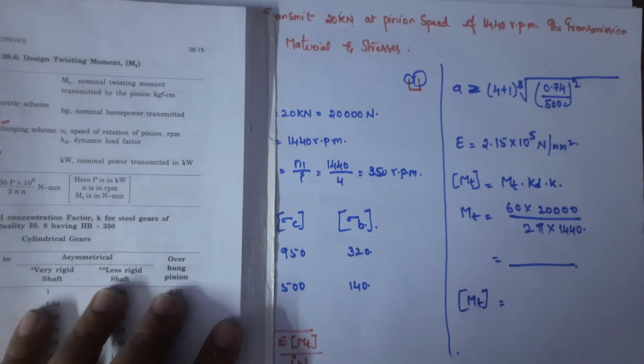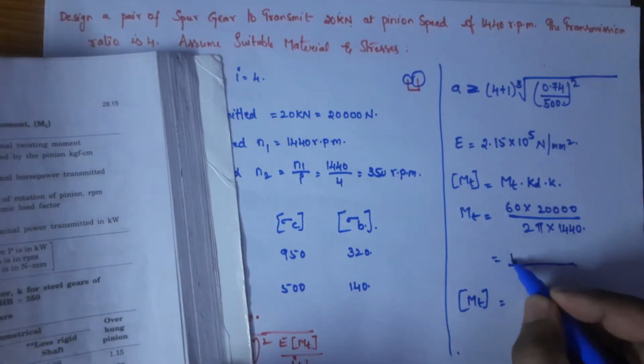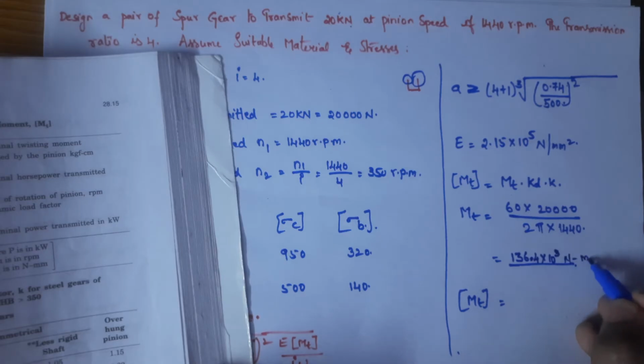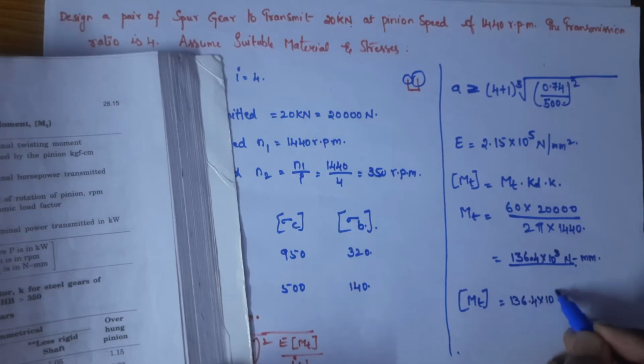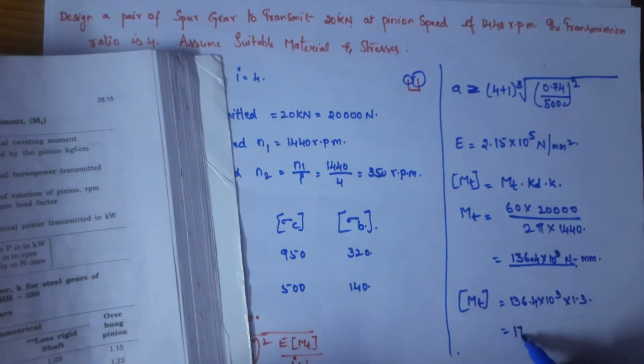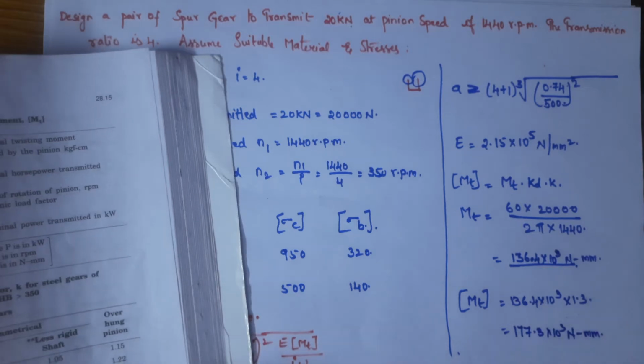So let me calculate. I have got an answer of 136.4 into 10 to the power of 3 Newton mm. Okay, so I will be multiplying by 1.3, so I will be getting the design twisting moment, which will be 177.3 into 10 to the power of 3 Newton mm. Okay, so this is the value that I have got.